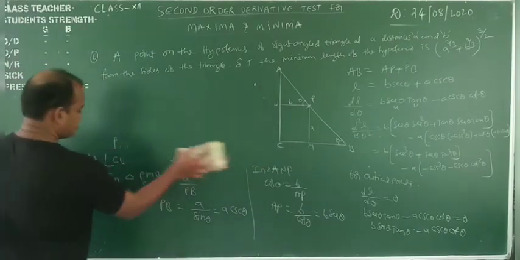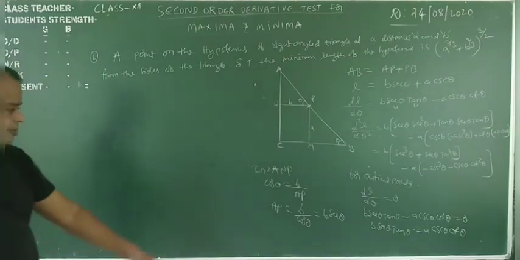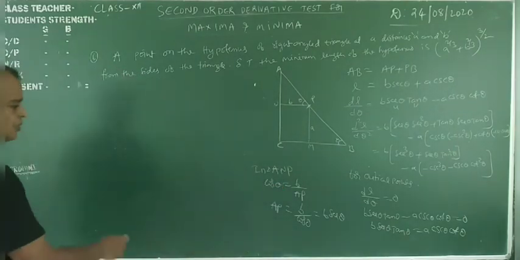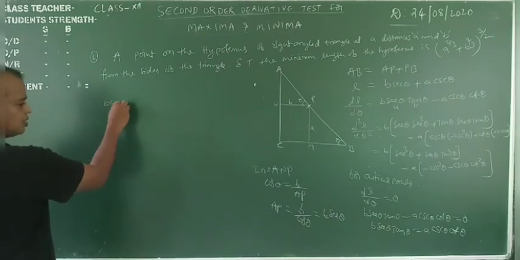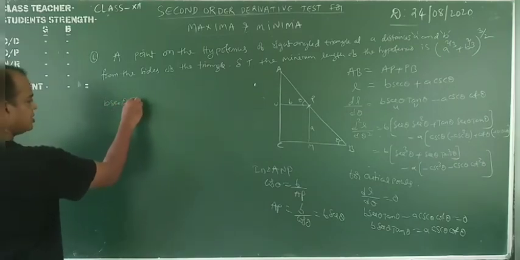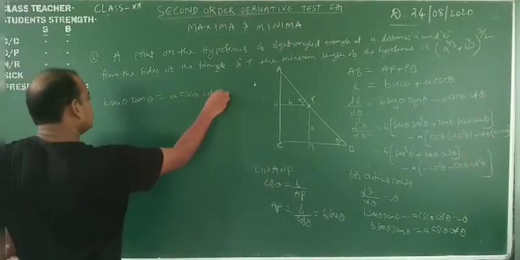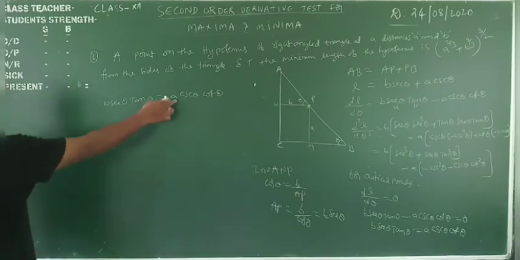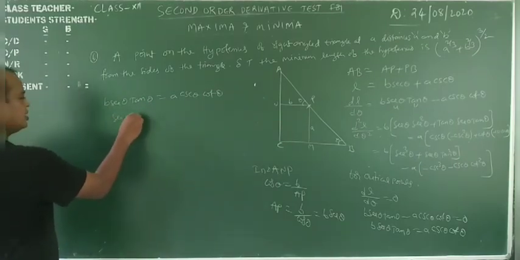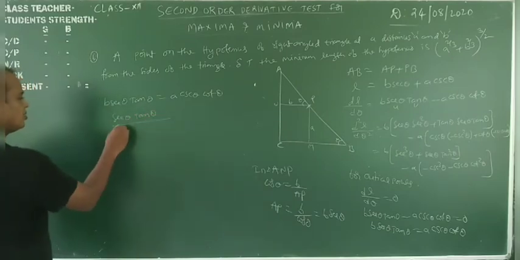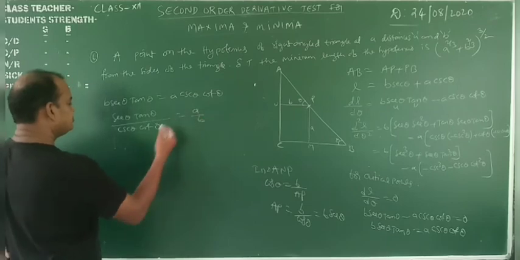What happened, my dear students? Our goal is, the length we will find. B secant theta into tan theta is equal to A cosecant theta into cot theta. Now A by B, this side: secant theta into tan theta by cosecant theta into cot theta is equal to A by B.